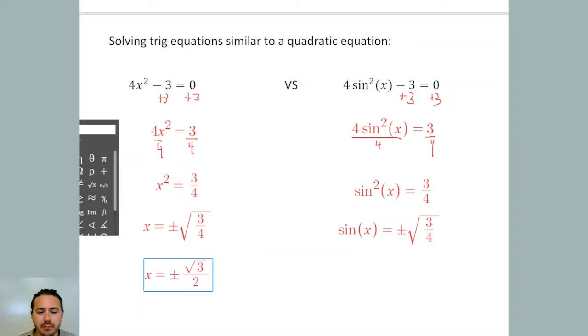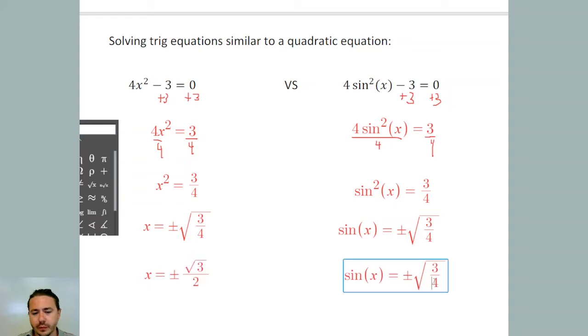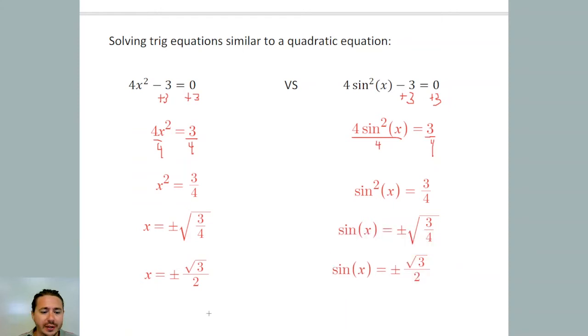And just to save space, I think what I'll do is just copy and paste. Might be the way to go. Okay. So over on the left-hand side, we'd be done, right? We isolated x, and that's all we need to do. Here we've isolated the trig function. We still need to pull the x out of here.